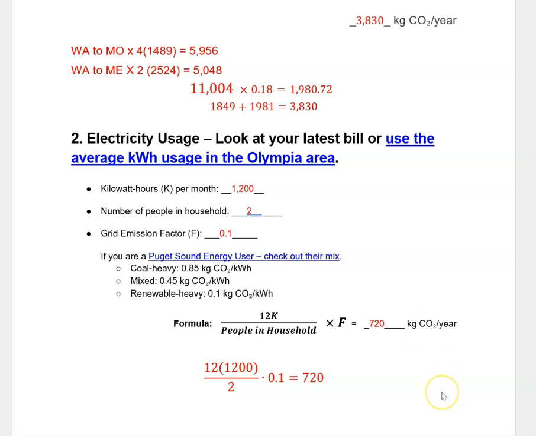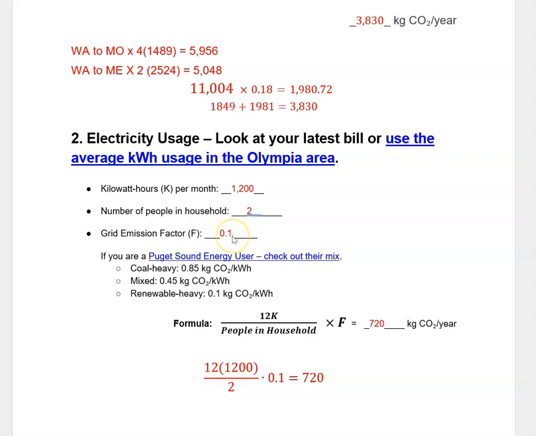Electricity: if you're not the person in your household who pays the bill, it can be a little bit confusing, and you might be able to ask somebody what the bill is. But if you don't want to do that, you can look up the average kilowatt usage in the Olympia area, or you can look that up for your particular area and then use that number. I think I looked it up for Olympia, and there are 2 people in my household.